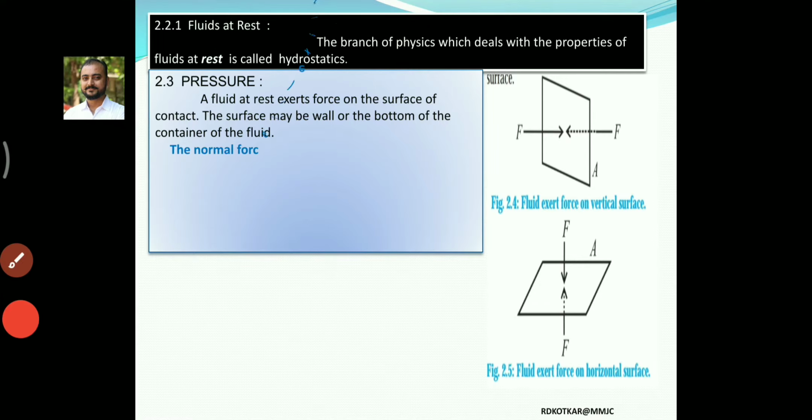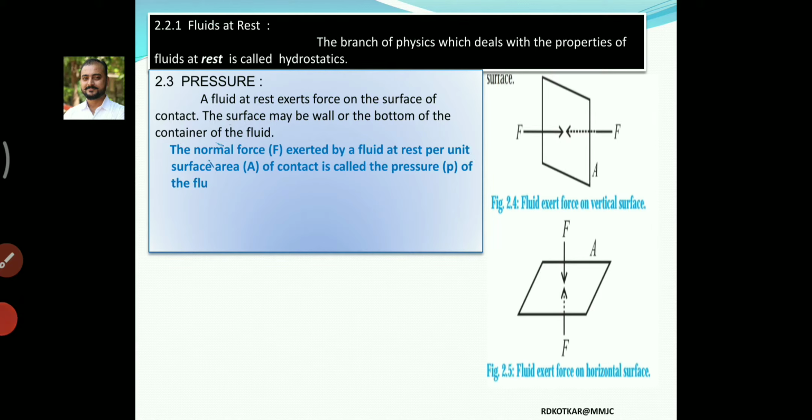So according to that, we define the pressure: the normal force exerted by fluid at rest per unit surface area of contact is called the pressure of the fluid. Remember students, we studied the simple definition. What is that? Force acting per unit area is called pressure.